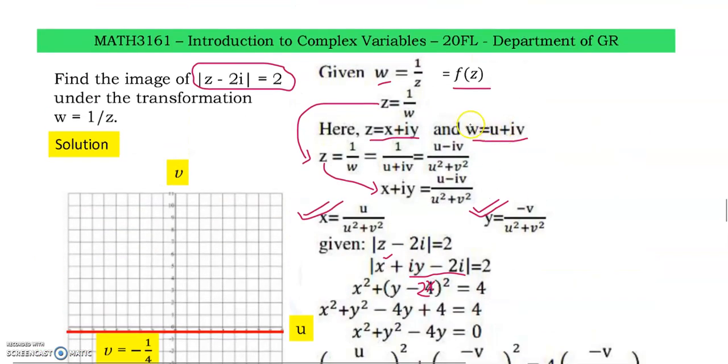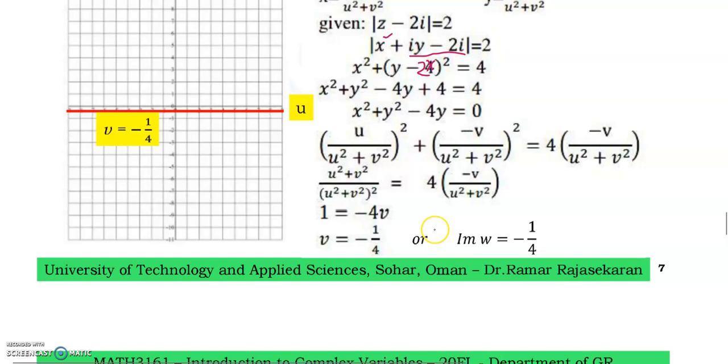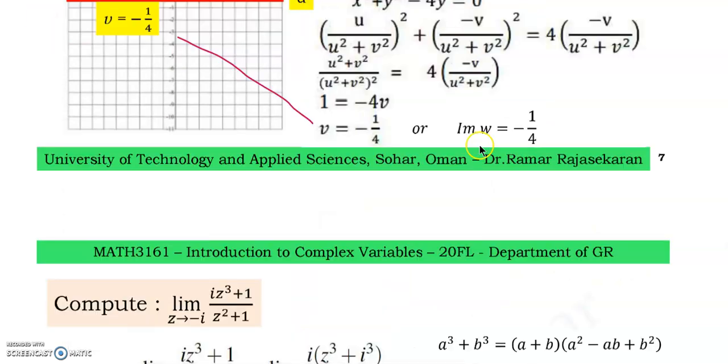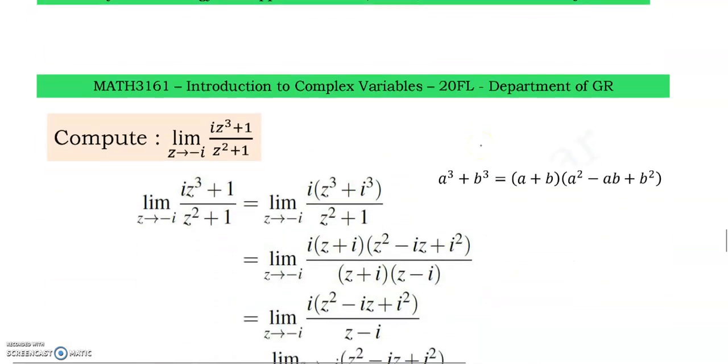v is the imaginary part of w, because w is equal to u plus iv. This is the real part, this is the imaginary part. So here v is equal to minus 1 over 4 in the graph. This is the line, the equation of a line in the w plane. This is the w plane. That's it.